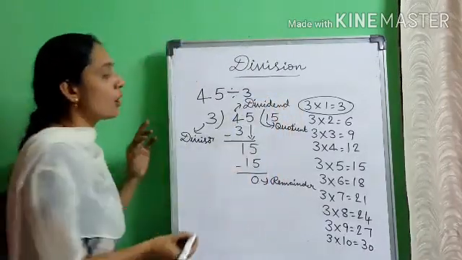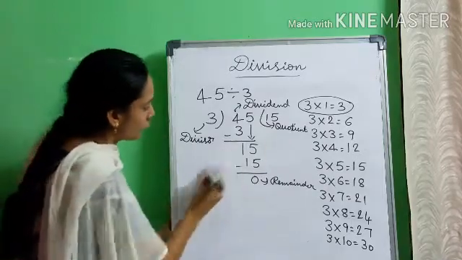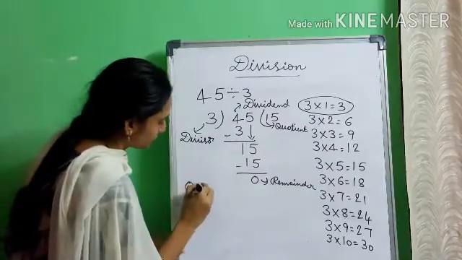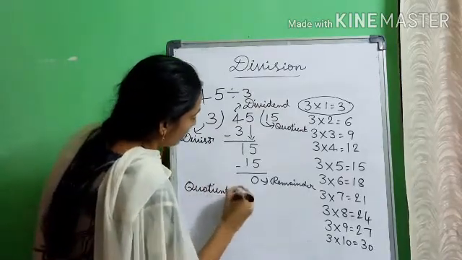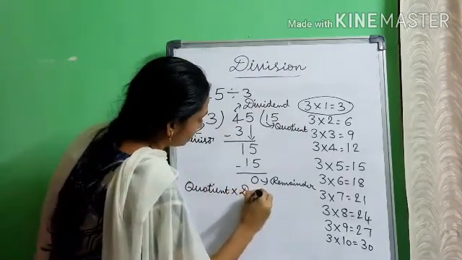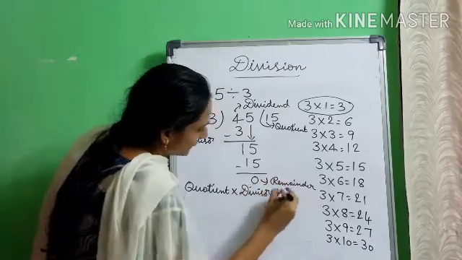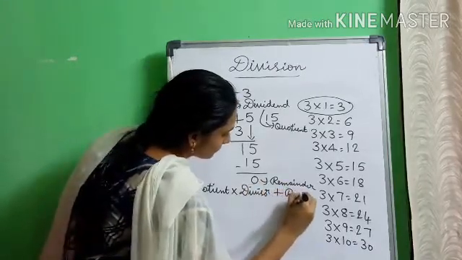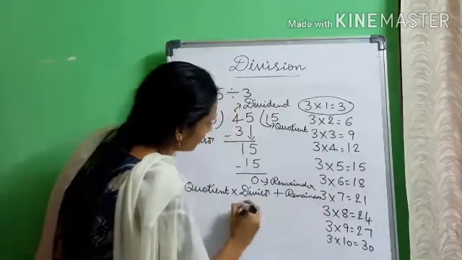Children, now how to check the division? Is it correct or wrong? So write the formula: quotient into divisor plus remainder is equal to dividend.